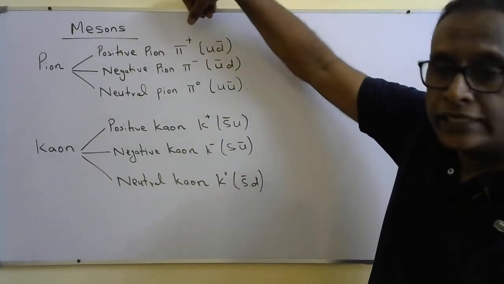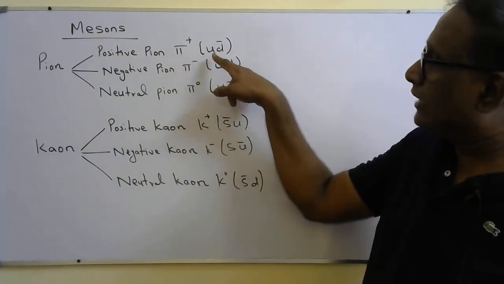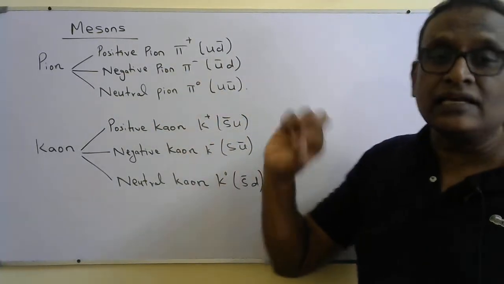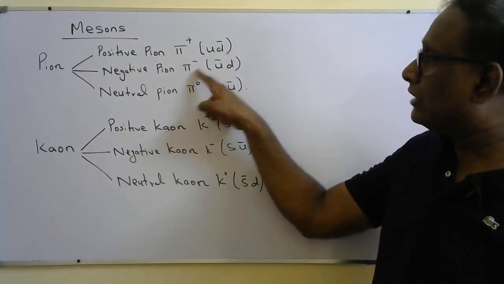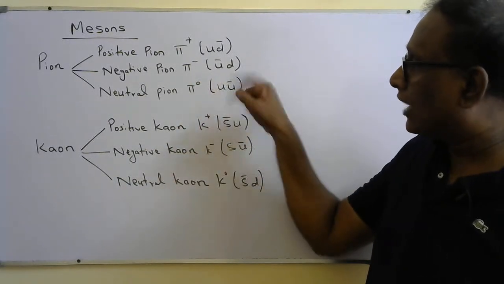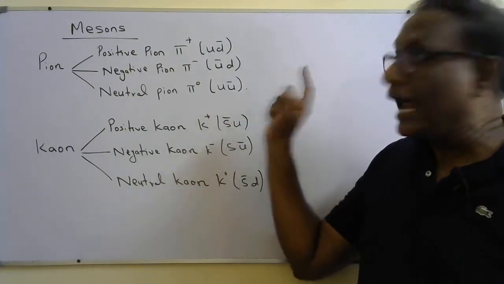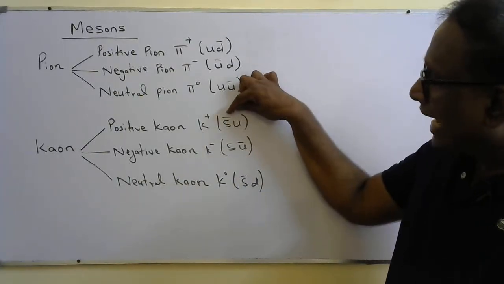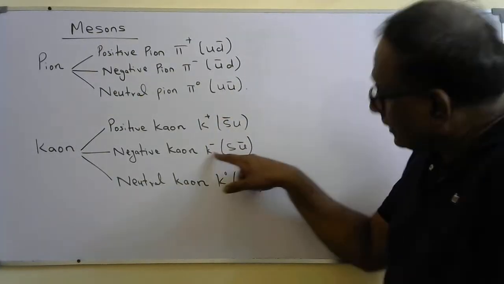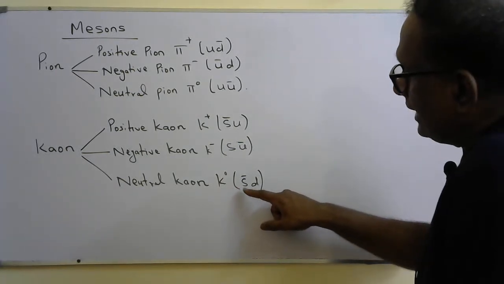You don't need to remember these internal structures. Positive pion is made of an up quark and an anti-down quark. Same way, negative pion is made of an anti-up quark and a down quark. Neutral pion is made of an up quark and an anti-up quark. Same way, positive kaon is S bar, that is anti-S, and an up quark. K minus is S U bar. K0, the neutral kaon, is S bar D.